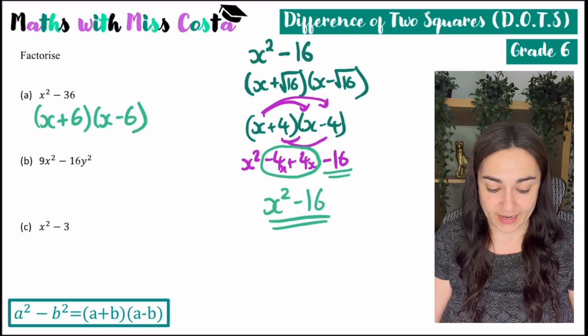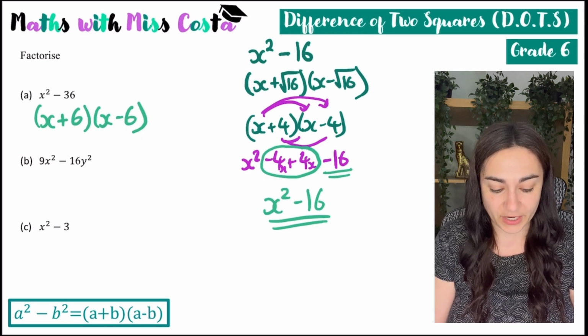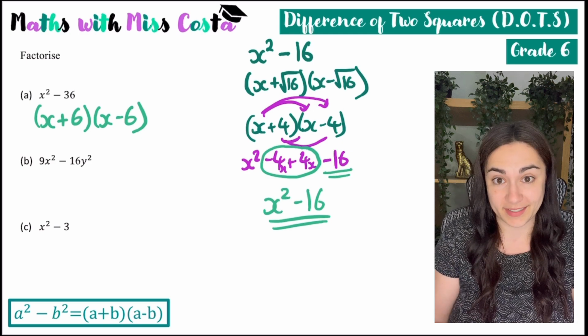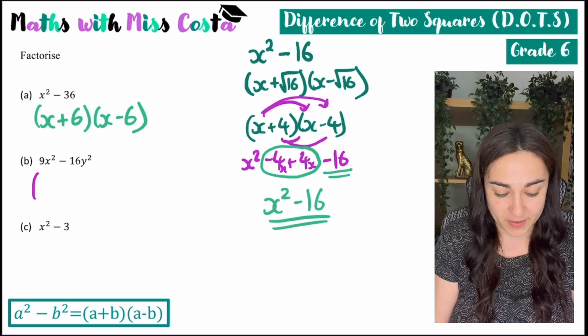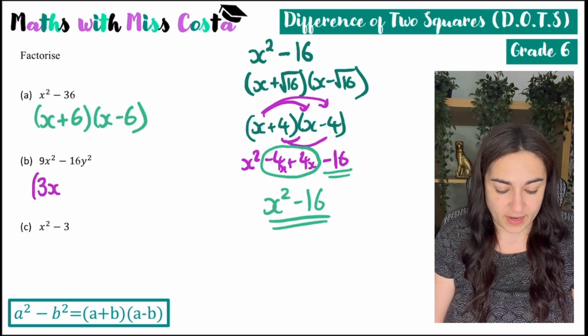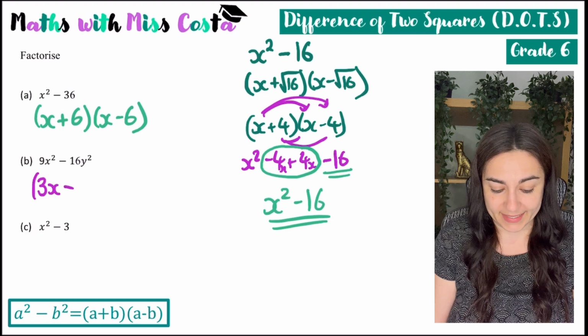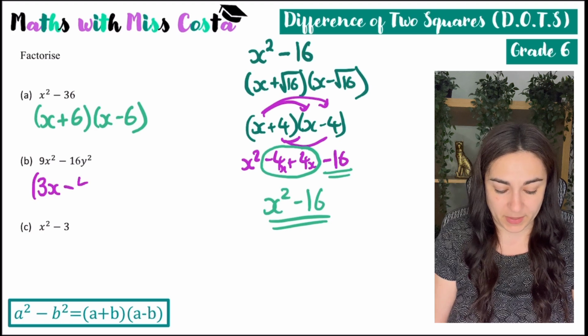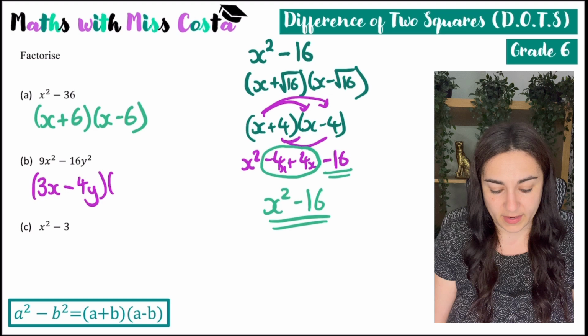So we've got a slightly harder one here. We've got 9x squared, 9 is a square number and x squared is a square number. So I'd square root that as 3x. And then the square root of 16y squared is 4y. And then 3x plus 4y.